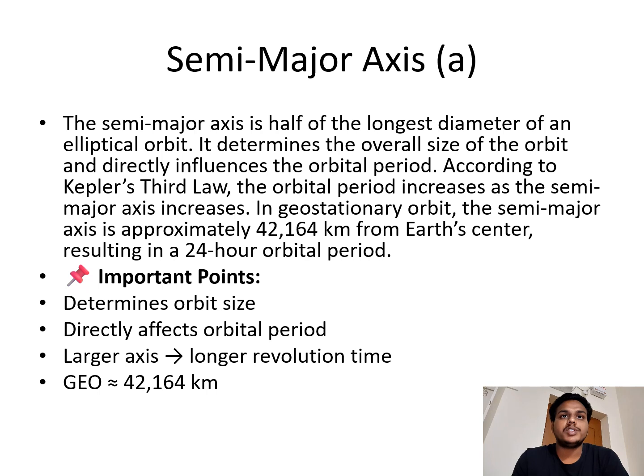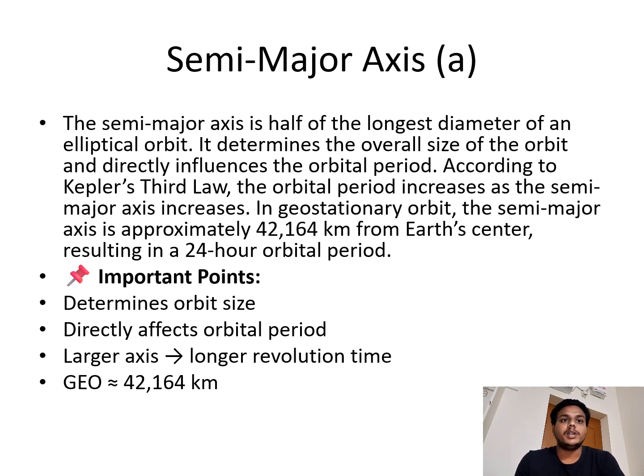First, we talk about the semi-major axis. The semi-major axis is half of the longest diameter of an elliptical orbit. It determines the overall size of the orbit and directly influences the orbital period. According to Kepler's third law, the orbital period increases as the semi-major axis increases. In geostationary orbit, the semi-major axis is approximately 42,164 kilometers from the Earth's center, resulting in a 24-hour orbital period.